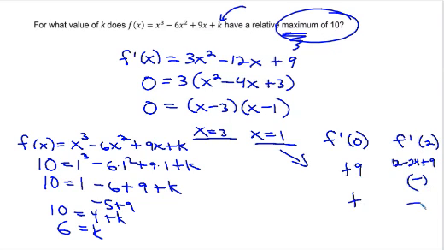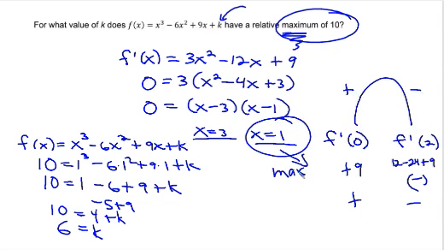1 is the location of a maximum, because remember, if we've got a maximum, we're changing from positive to negative. So this is our maximum. So we're okay. Our process is done. We have found the k value, and we have confirmed that this was a maximum. And we will stop the video there for today.